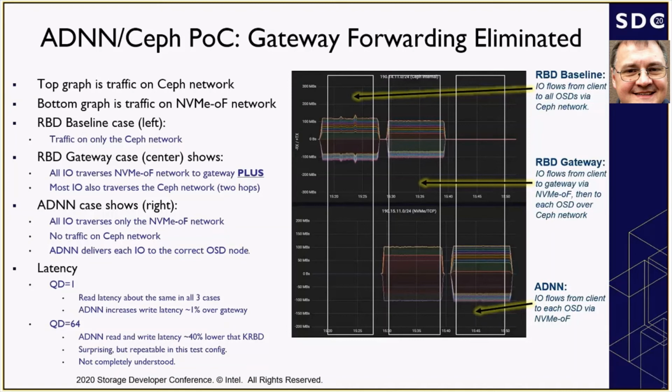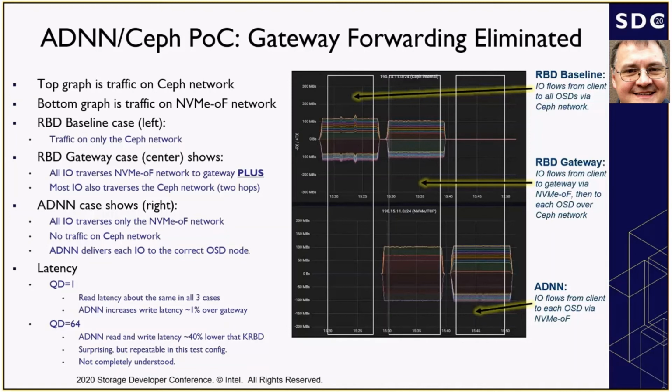The latency goal here was more or less shown. I don't have a table for it, but the summary is that at Q depth 1, we found that basically all of the test cases behaved very similarly. There was really no difference between the RBD and the gateway case, and the ADNN case did increase write latency, not read latency, measurably, about 1%. We don't know why. A little bit surprising, but there you go.